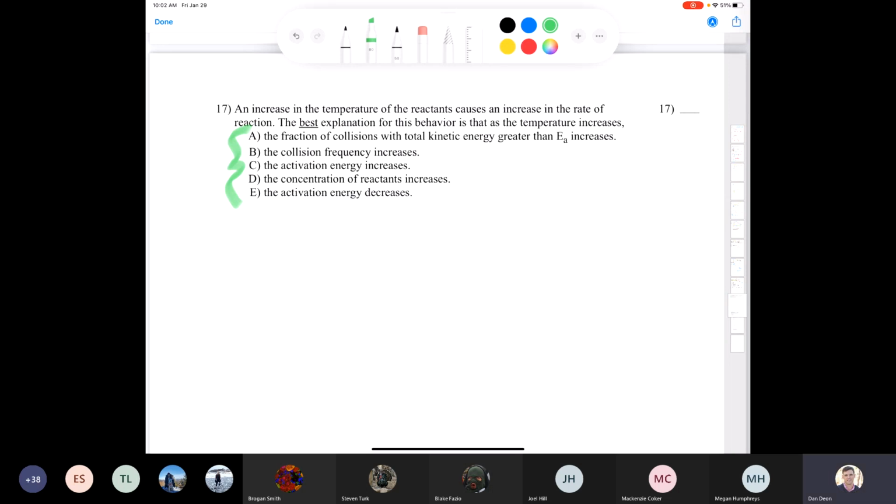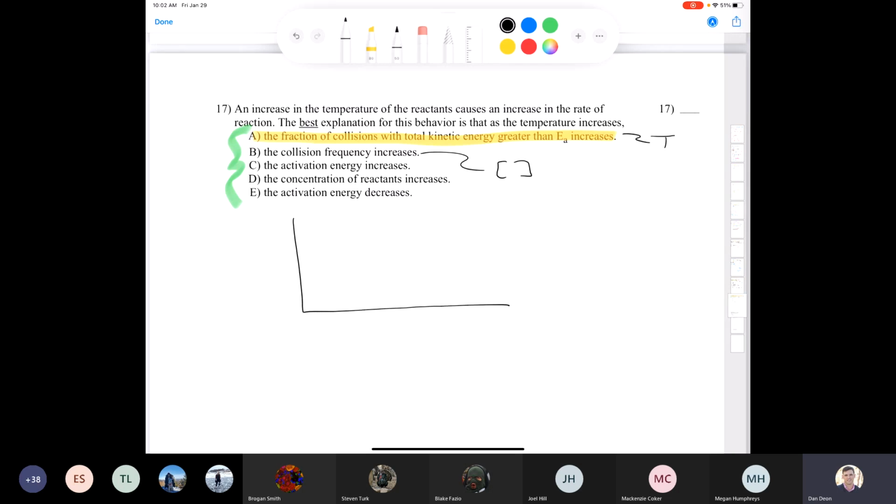Yeah, the answer is A. It's not about the collision frequency. It's about the fraction of collisions with total kinetic energy greater than the activation energy increases, right? If we have more collisions, that can increase a reaction rate, but it doesn't explain it with respect to temperature. This one explains it with respect to concentration, okay? And we're talking with respect to temperature, right?